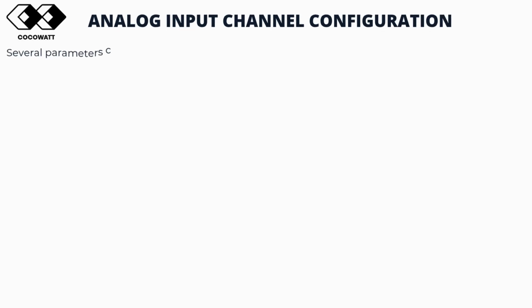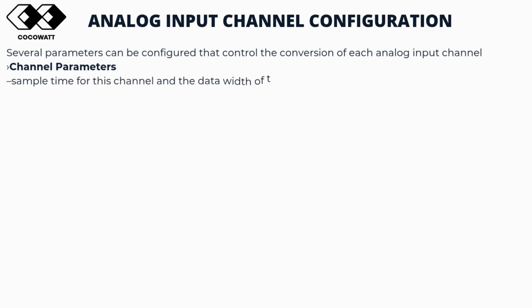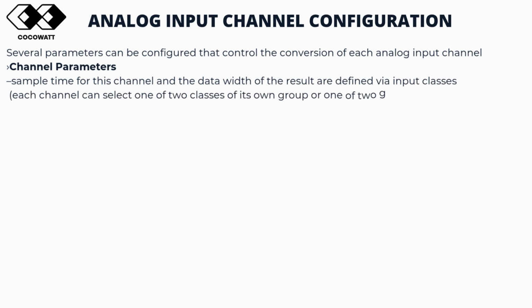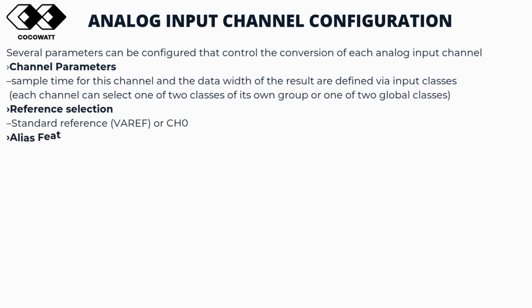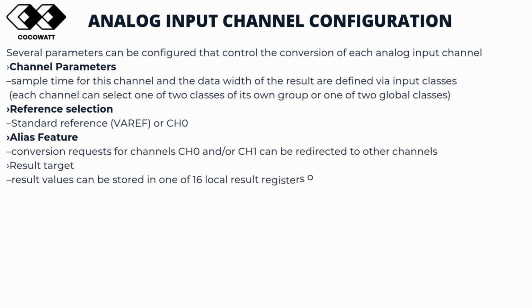Analog input channel configuration. Several parameters can be configured that control the conversion of each analog input channel. Sample time for this channel and the data width of the result are defined via input classes. Then select the reference voltage, standard reference or CH0. Then alias feature: conversion requests for channel 0 or channel 1 can be redirected to other channels.